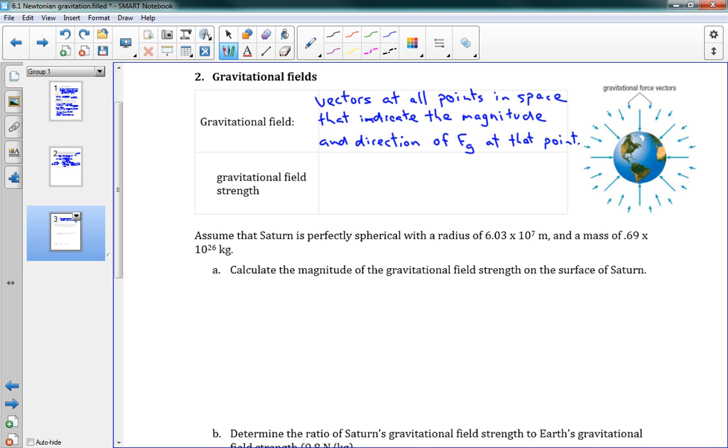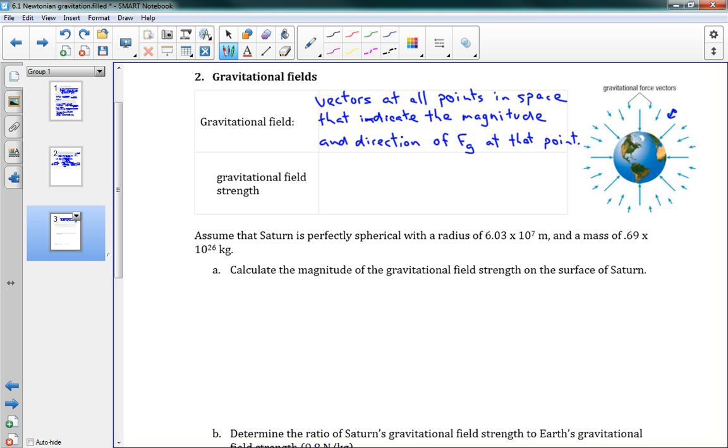And so you can imagine that anywhere in the universe, you could put a little point. I could put a point right here. And if I ask myself, what force due to gravity am I experiencing at that point? Well, you would draw an arrow like this, and it indicates what direction it is and how big it is. That's our gravitational field. For every point in the known universe, we could draw some vector. That's our gravitational field.